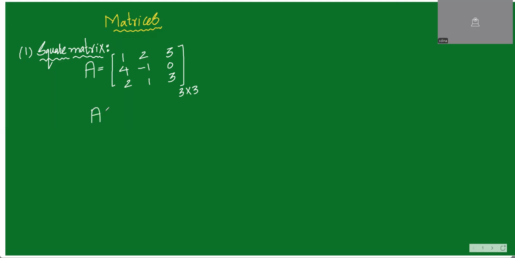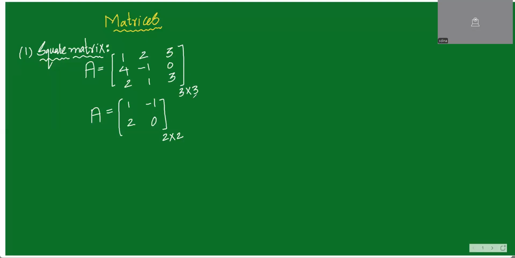If you want to take one more example, this is 1, minus 1, 2, 0. Again, you see how many rows are there. First of all, we represent with the rows, 2, and this we read as 2 by 2. 2 rows, 2 columns. This is an example of a 2 by 2 matrix.